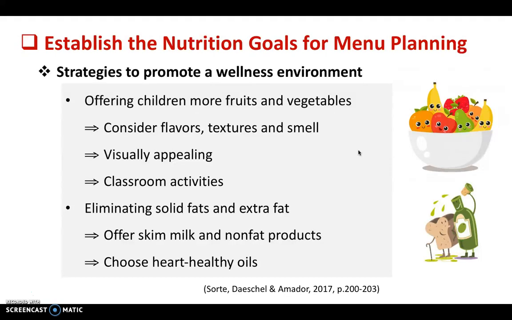Teachers can choose healthy oils, such as olive oil or canola oil. Those may be a little bit pricey, but they contain essential fatty acids necessary to promote good health. Or teachers can even be good role models to promote a wellness environment to children.